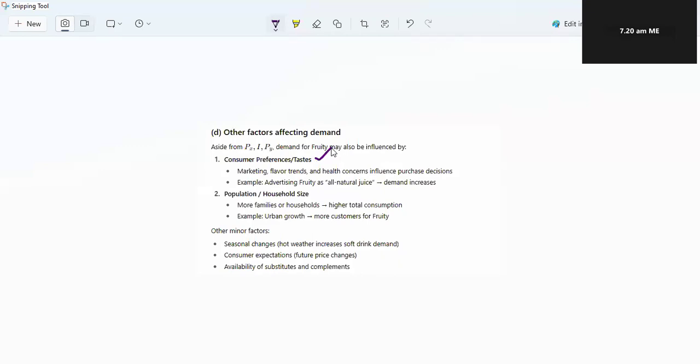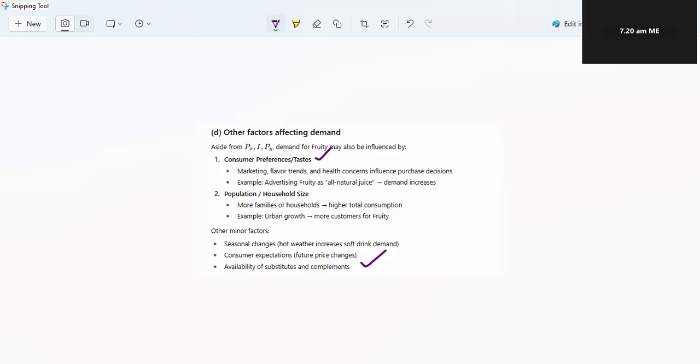population of the household. So with the marketing, flavors and health concerns will influence purchasing decisions. So maybe advertising fruit as a natural juice, demand will increase. Consumer population size: if there are more families, the total consumption will be higher. Other minor factors will be maybe seasonal changes like weather. When it's hot, they'll buy more. Then consumer expectations of future prices going up, and also the availability of substitute goods. These will also have an effect. Are you together?